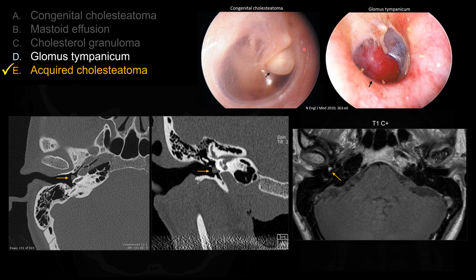And if you see a lesion that's angry red, that's either glomus tumor, which is a very vascular tumor, or could potentially be an aberrant vessel. The congenital cholesteatoma, as I showed you earlier, is pearly white. So one is pearly white, the other one is angry red.